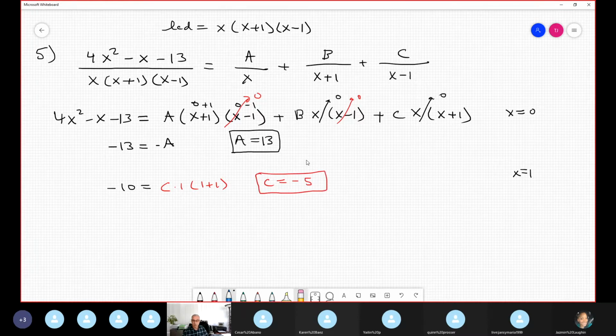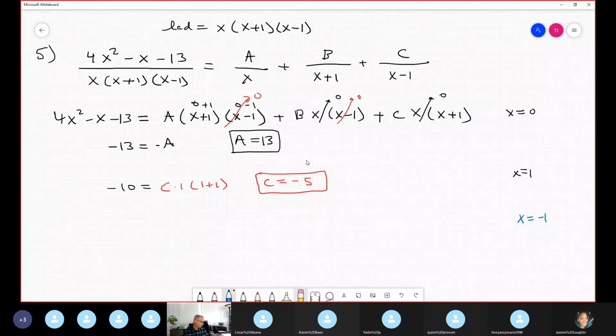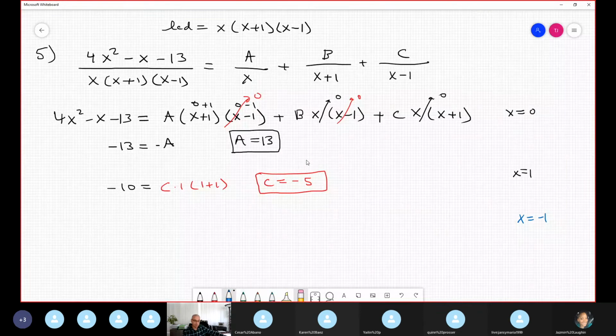Okay. Now suppose x equals negative 1, which is another smart value. So negative 1 here, negative 1 squared is positive, 4, and negative 1 here, double negative becomes positive. Then 4 plus 1 is 5, minus 13 is minus 8. With x equal to negative 1, it cancels out that part.